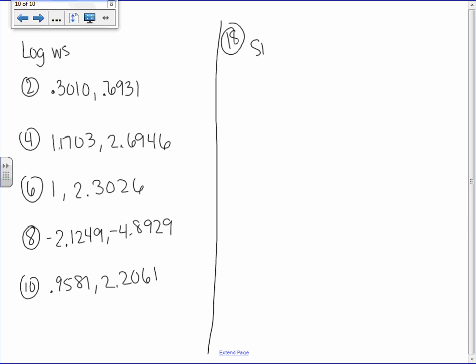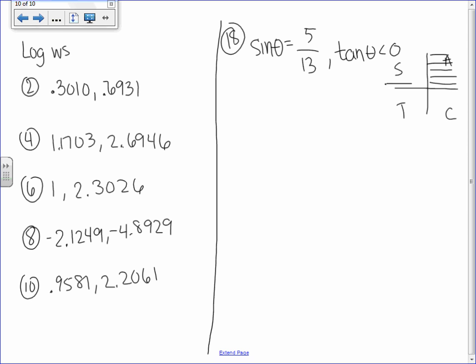They told us that sine theta is equal to 5 over 13 and tangent theta is less than 0. So just so we get an idea of what quadrant I'm working in, remember ASTC. If sine is positive 5/13, that means I can be in quadrant 1 or quadrant 2. But if tangent is less than 0, that means tangent's negative, and that happens in quadrant 2 or quadrant 4. So I have to be in quadrant 2.